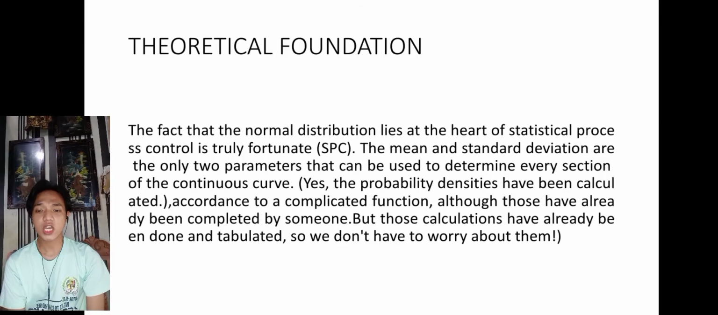The theoretical foundation. The fact that the normal distribution lies at the heart of statistical process control, or SPC, is truly fortunate. The mean and standard deviation are the only two parameters that can be used to determine every section of the continuous curve. The probability densities have been calculated according to a complicated function, but those calculations have already been done and tabulated, so we don't have to worry about them.